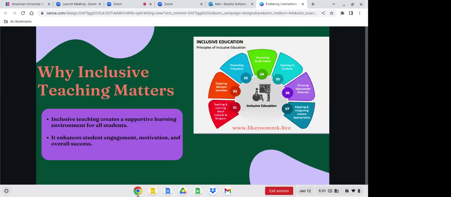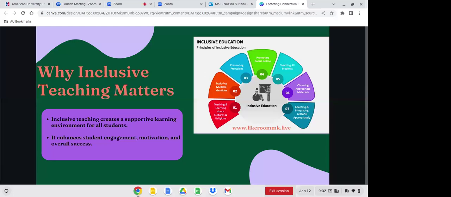Thank you. Okay, so now let's talk about why inclusivity even matters. We have this here, and I know you really can't see it, but there are 7 parts of inclusive education: teaching and learning about cultures and religions, exploring multiple identities, preventing prejudices, promoting social justice, teaching all students, choosing appropriate materials, and adapting integrative lessons appropriately.